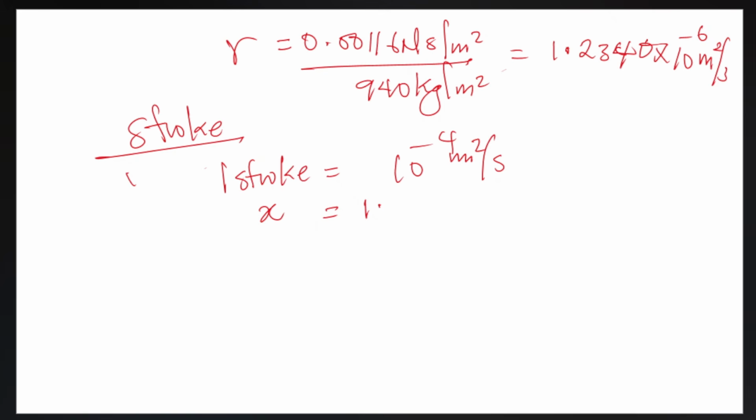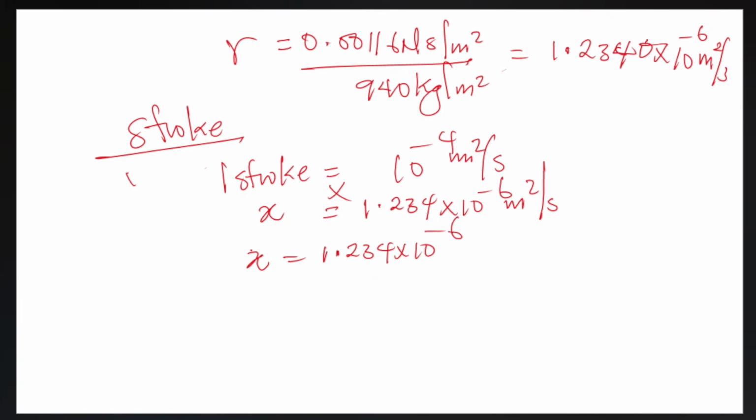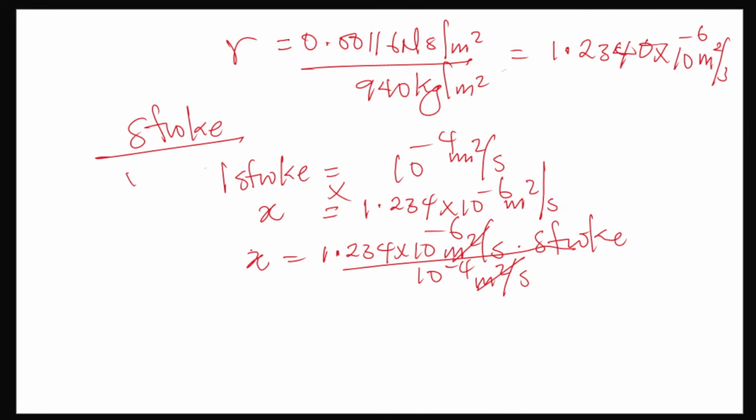So we have that x, since we don't know the value in strokes, we call it x, and x is equivalent to 1.234 times 10 raised to the power of -6 meter square per second. So what you do is you cross multiply and you get your x to be 1.234 times 10 raised to the power of -6 meter square per second multiplied by strokes, divided by 10 raised to the power of -4 meter square per second, right? So meter square per second will be cancelling meter square per second, and you are just left with your strokes.